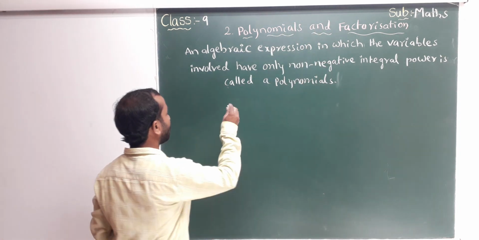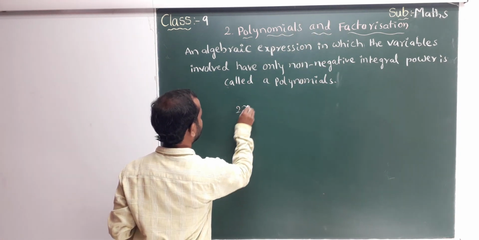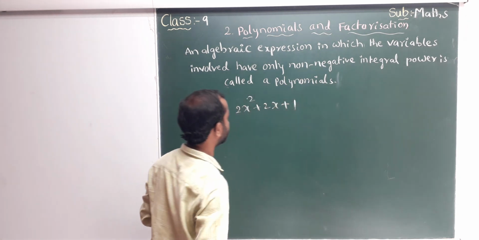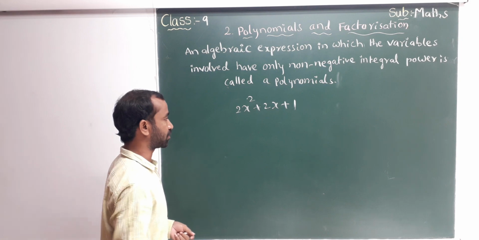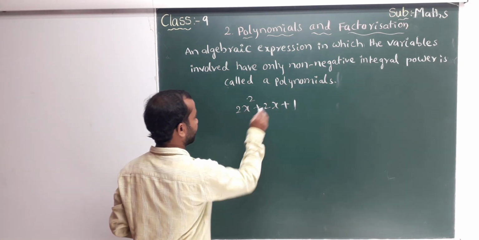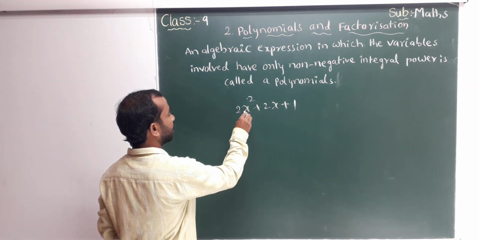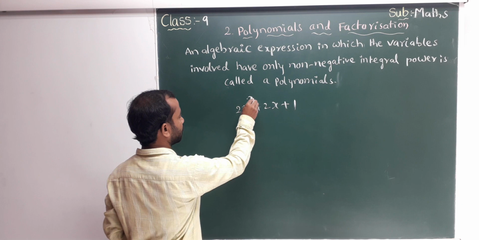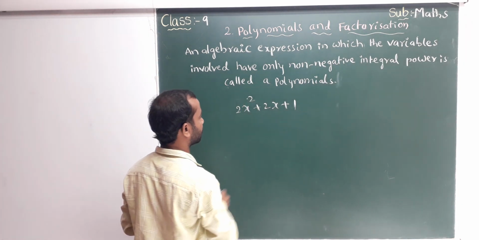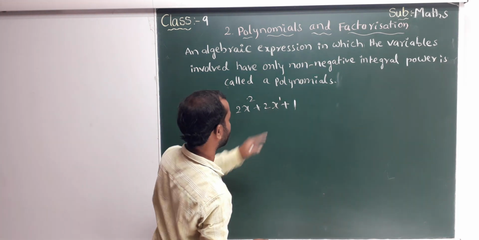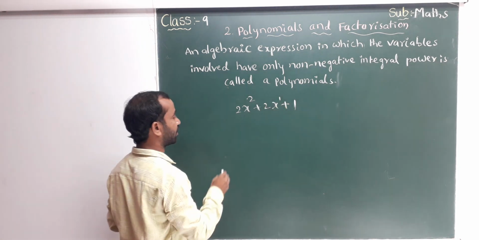So polynomials mean here, for example, 2x square plus 2x plus 1. This is one of the algebraic expressions. In this algebraic expression the variable is x. The variable's degree or power is a positive integer: 2x square, so this is a positive integer. In 2x, the power of x is 1. This is also a positive integer.